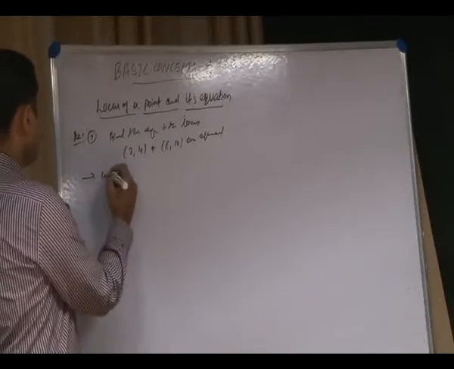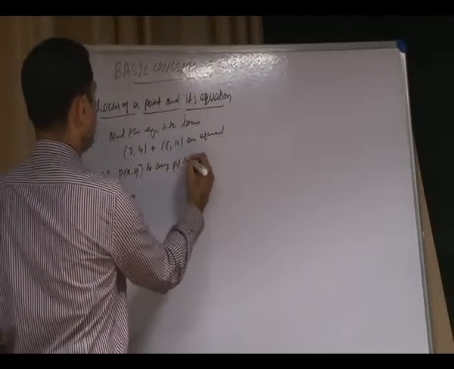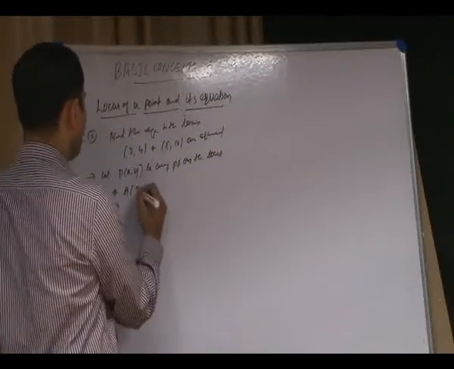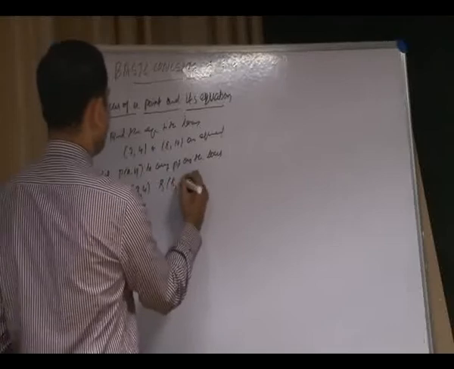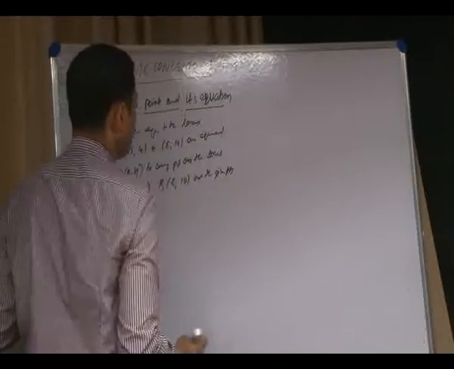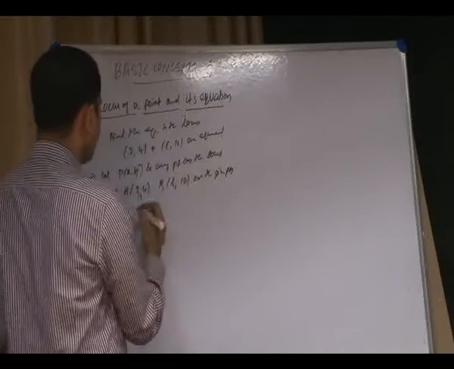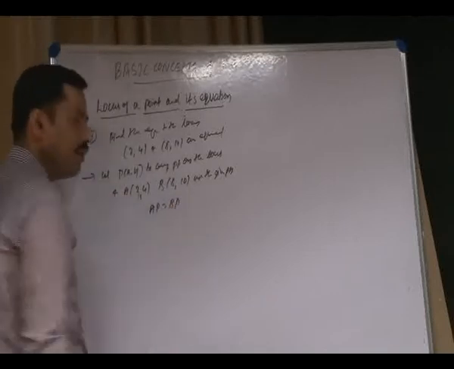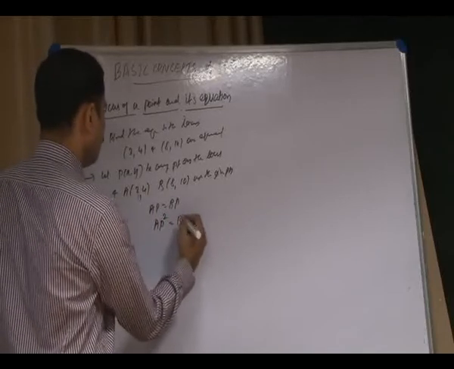For finding the equation, the same procedure: let P(x, y) be any point on the locus, and say A(2, 4) and B(8, 10) are the given points. So the condition here is that this point is equidistant, or the distances from these two points are equal, meaning AP should be equal to BP. The distance between these two points is the same. So squaring on both sides, you can write AP² is equal to BP².